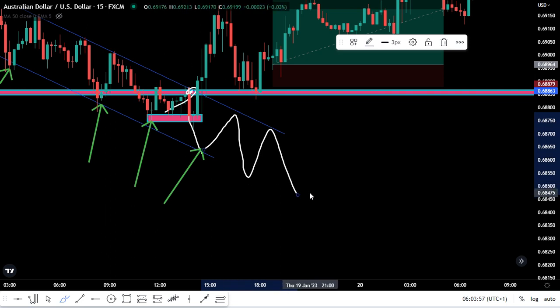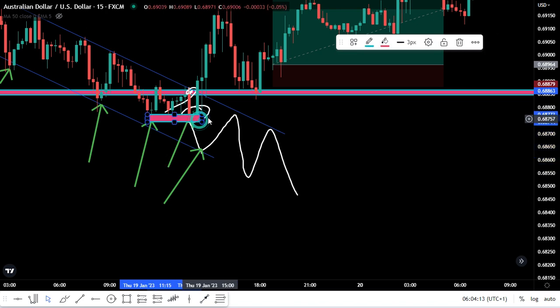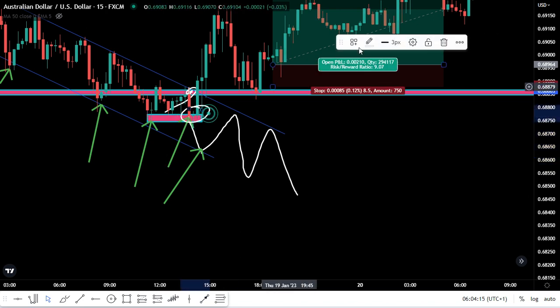But what actually happened right here? What is it that happened here? The price failed to create a new low. The price failed at this point to create a new low. So this low could not break the previous low, which is a reversal signal.